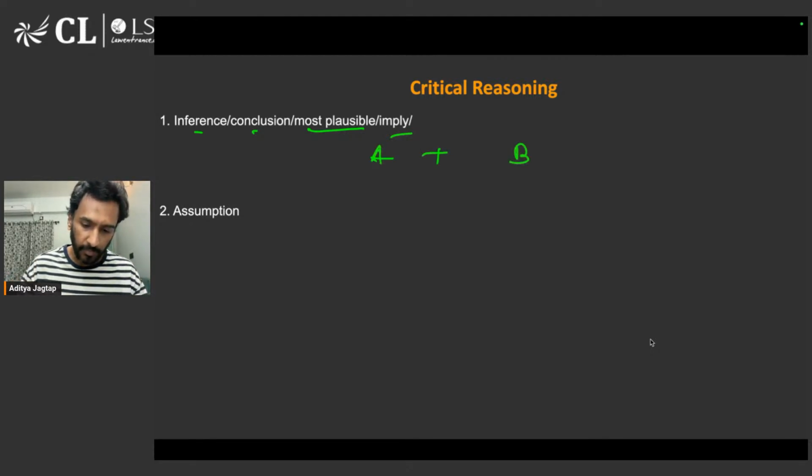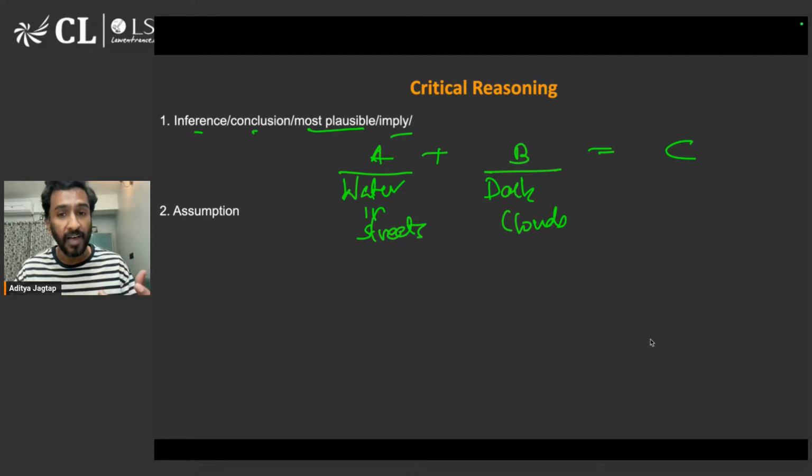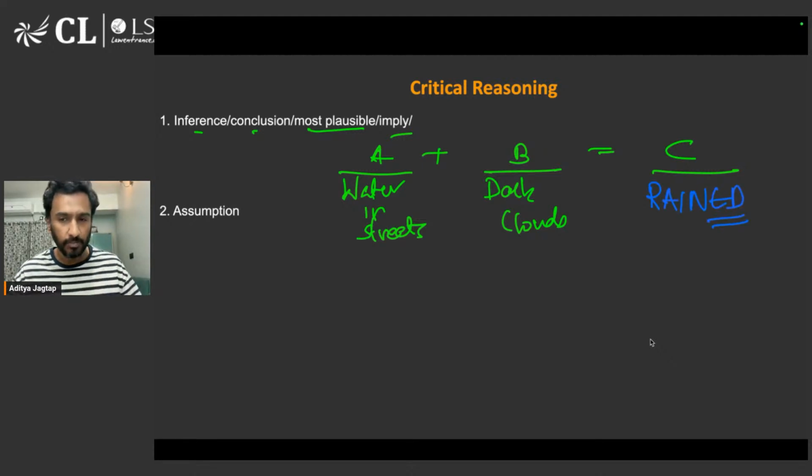Let's say A plus B gives us C. Here, A is a piece of evidence. We step outside our home, suppose right now, and we find water in the streets. The other fact we notice is dark clouds in the sky. Using these two facts, we make a common everyday inference: we infer that it has rained just before. This is what an inference is.